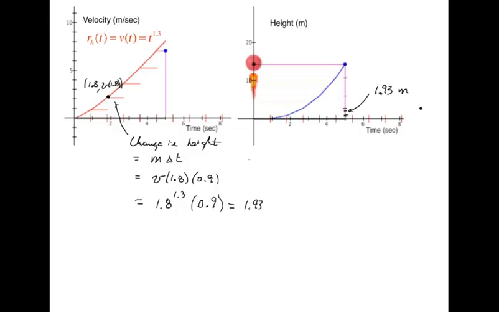Does that make sense? So how will we then approximate the total change in height at t equals 5? What will we have to do to get the total change in height at t equals 5? We're going to have to add them all up. 0.785 plus 1.93. But, okay, so we're going to do that for every interval. But then what's going to happen here? Did everyone notice what happens at the end? It's not a change of 0.9. It's not a change of 0.9 to get to 5. So let's talk about that.